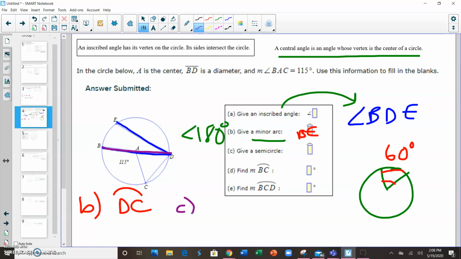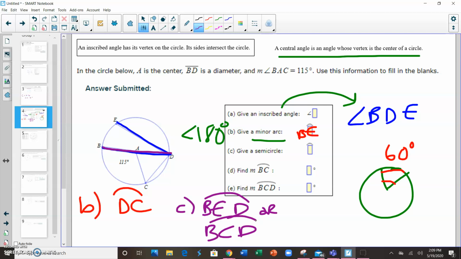For a minor arc, you only need 2 points. For a major arc, you do need 3 points to show that it's a major arc versus a minor. All right, so for the semicircle, we could say B, E, D, and that would be the top half. Or we could say the bottom half, which would be B, C, D. And that would be the semicircles.